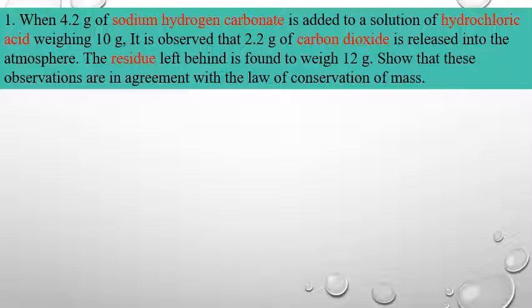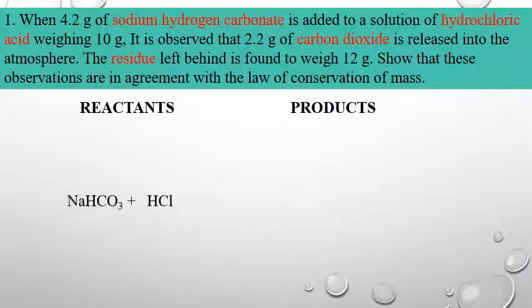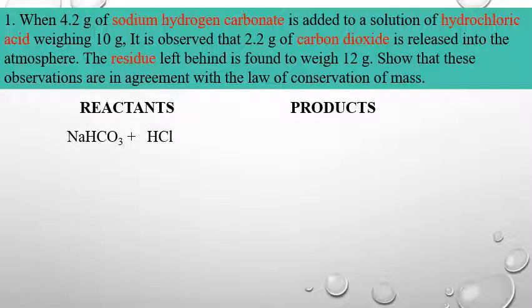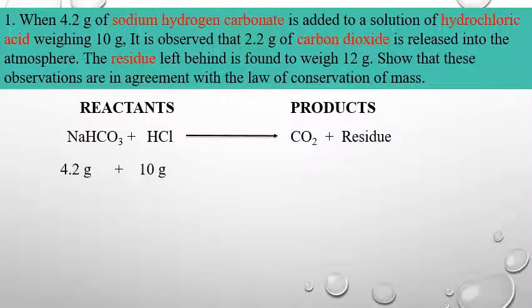This is our statement. So here we have to write about the reactants and the products. Reactants are sodium hydrogen carbonate, which we add in HCl solution, and our products are carbon dioxide and residue. So how much? Sodium hydrogen carbonate 4.2 and HCl is 10 gram, and carbon dioxide and residue, that is 2.2 and 12 gram respectively.